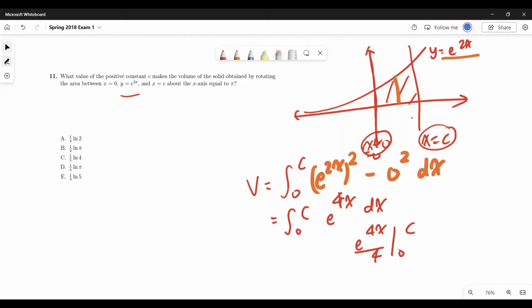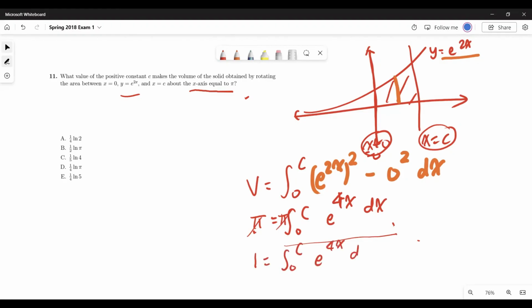Oh, I'm so sorry. We should write the pi on both sides. Okay, let me go back. We have all the components for the integral, right? And in the washer method, I forgot pi, and I also forgot that we are given the volume is pi. So you set pi times the integral equal to pi, and pi can be canceled out because it's on both sides. So it's going to be 1 equals the integral from 0 to c of e to the 4x dx.